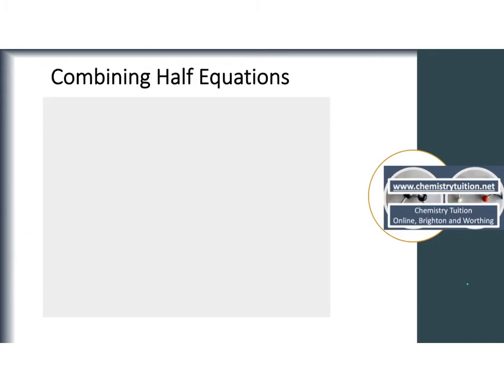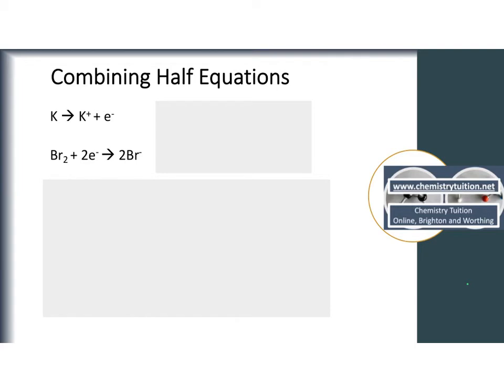So normally we are actually given our half equations and we combine them to give a full equation. So let's have a look at how we do that. So here are my two half equations that I am going to need to combine. I've got potassium becoming potassium plus an electron, and bromine with 2 electrons becoming 2 Br- ions.